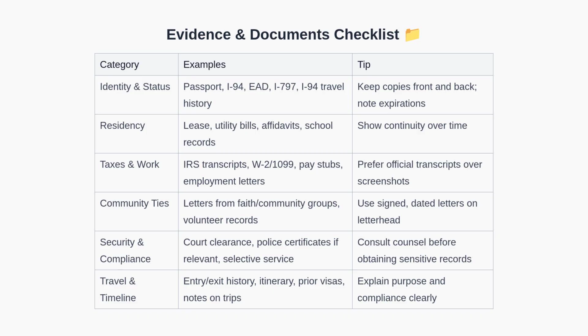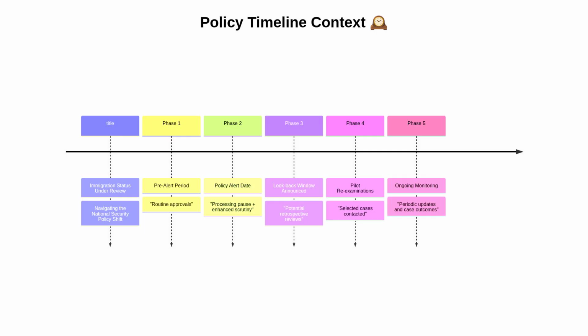Next, we will place the current policy within a timeline context. This timeline situates events for clarity. First, in the pre-alert period, routine approvals proceeded under standard vetting. Next, on the policy alert date, agencies announced a processing pause and enhanced scrutiny.